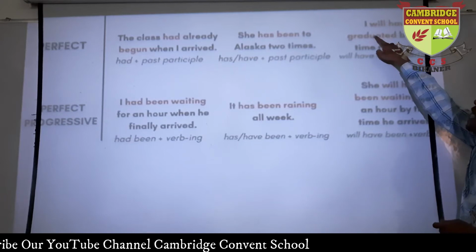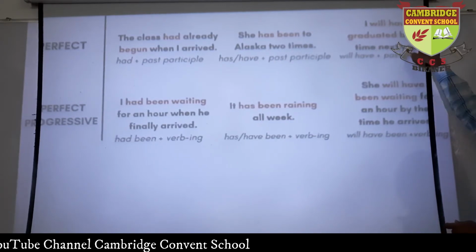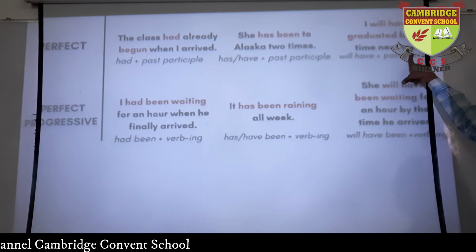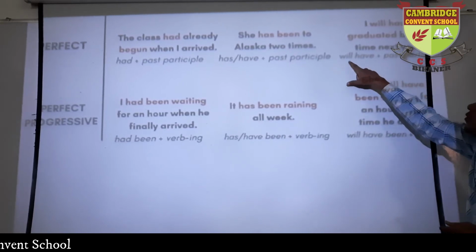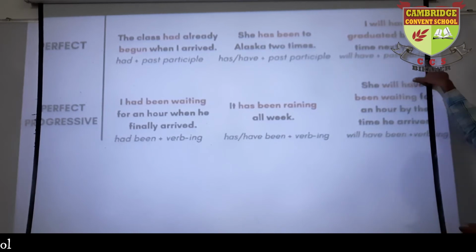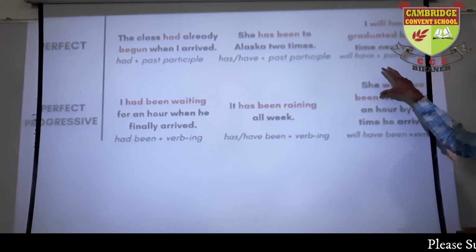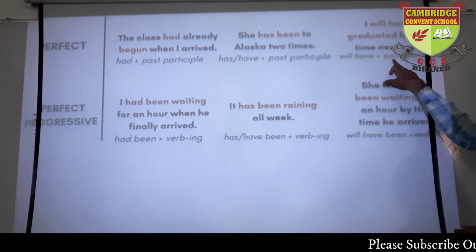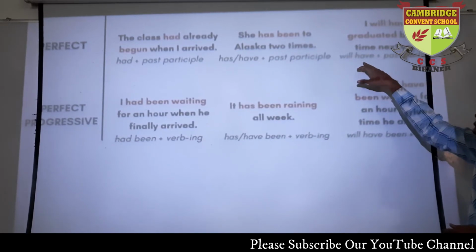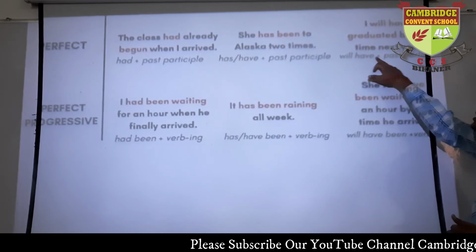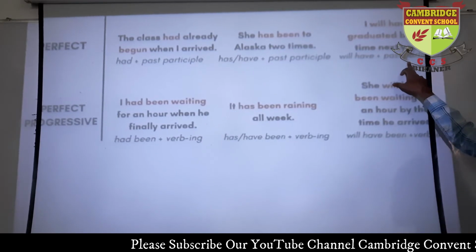The third one is: I will have graduated by this time next year. The construction of the sentence is will have plus past participle. So the structure is will have plus past participle. Here we can use will or shall. With the have form plus past participle, that means the verb is in the third form.